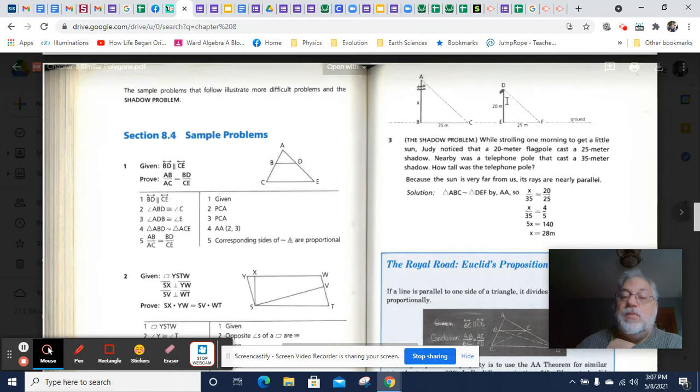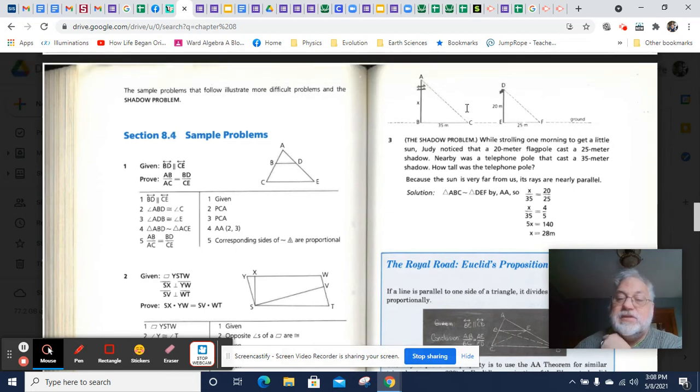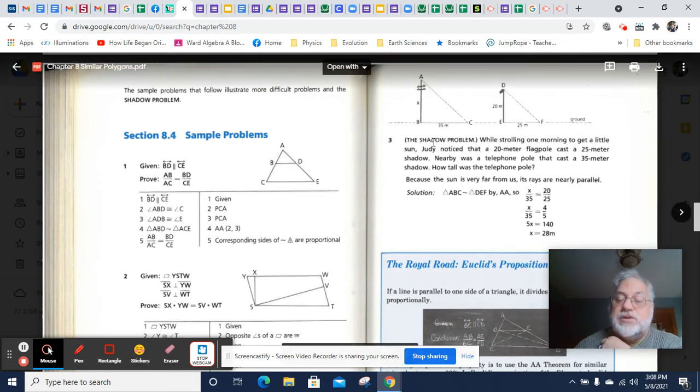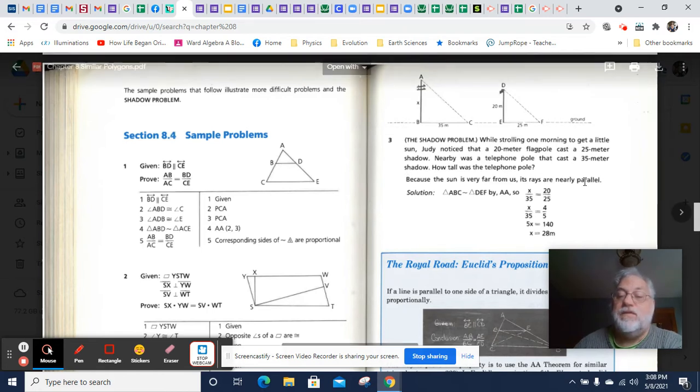telephone pole? Because the sun is so very far away, the difference in the angles of these shadow setups is pretty much virtually the same. There are slight differences, but you can assume that if you're in the same neighborhood, the angles are close enough that it does not matter. Okay. So because the sun is very far away, its rays are nearly parallel.